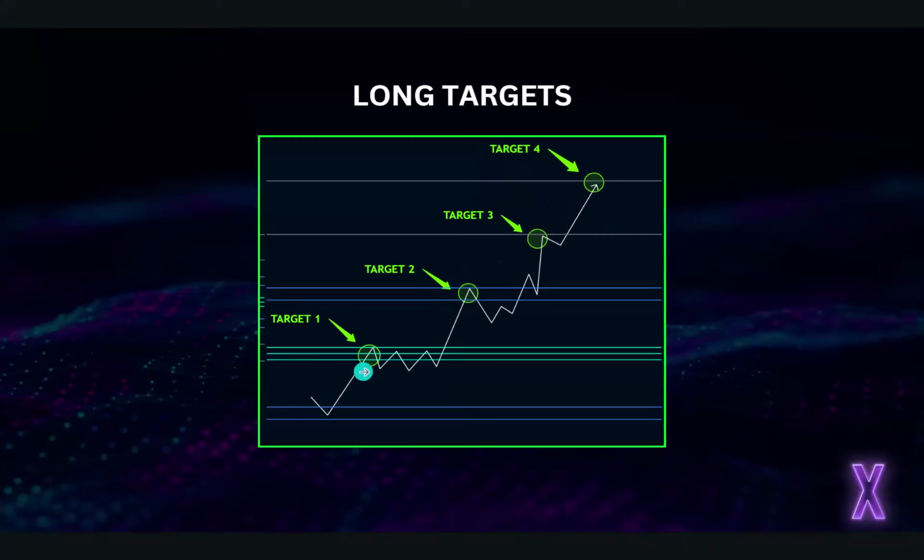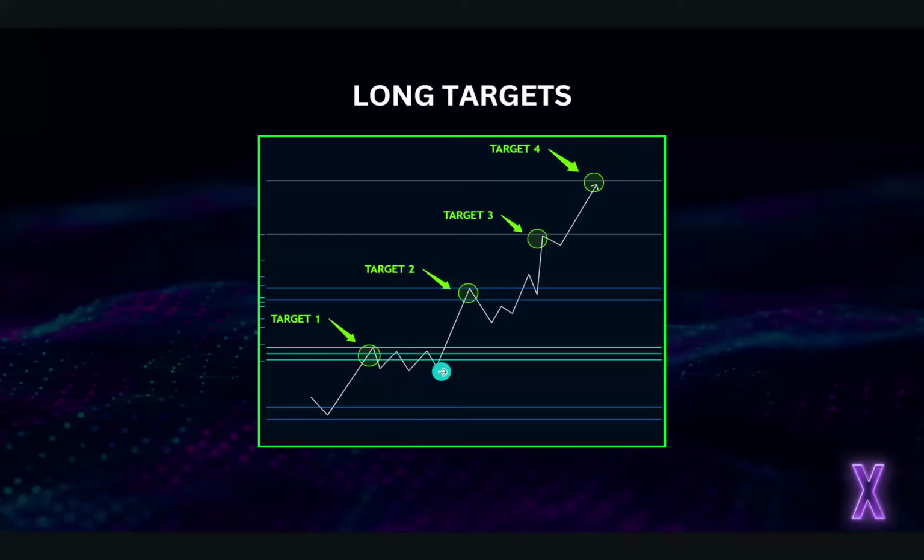Then target one is either going to be at the pivot. Target two is going to be at previous day high and resistance one. Target three is going to be at resistance two. And target four is going to be at resistance three level. So these are all the potential areas we're going to look to take targets.